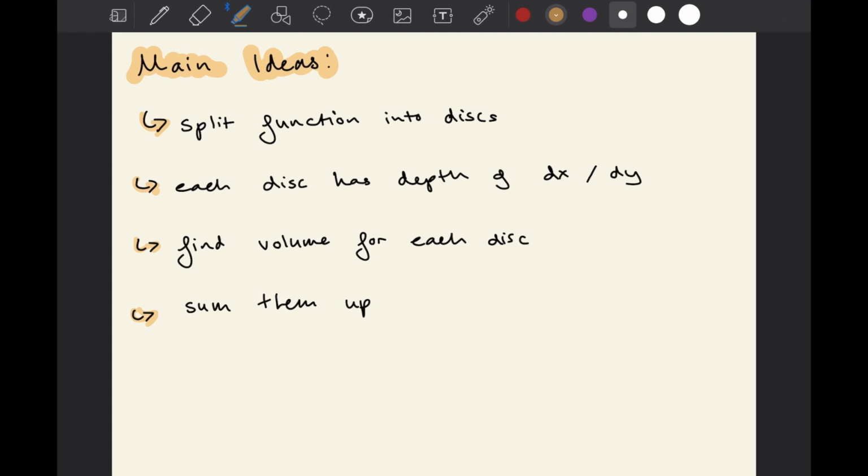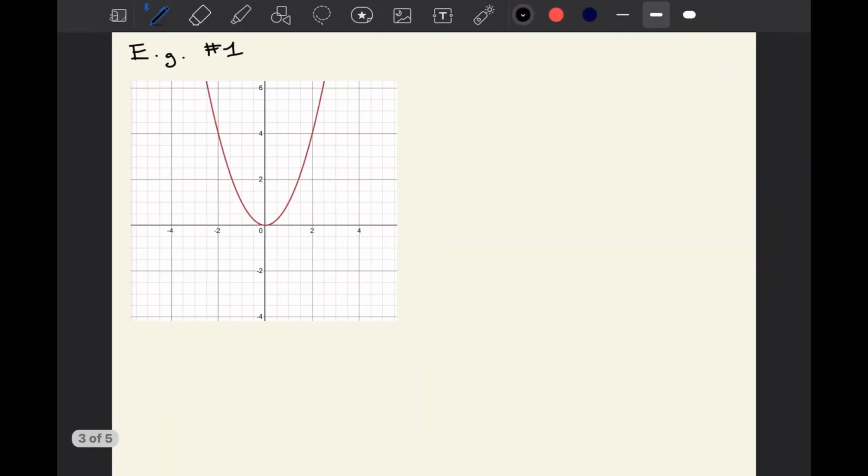This might seem a bit fuzzy and rather confusing if you're just thinking about it. I understand. We need to visualize this, and that's exactly why we're going to do a couple of examples. This is a function, your very basic parabola, y equals x squared. The first thing we're going to do is rotate this around the x-axis.